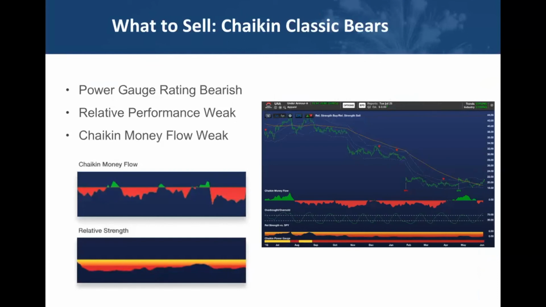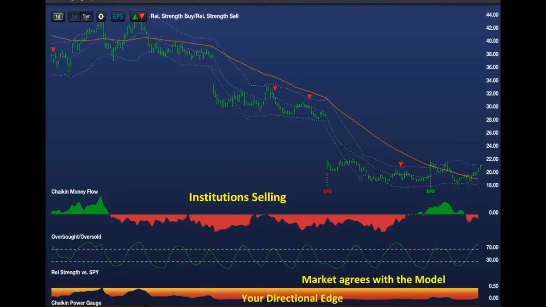Now, the flip side is equally as important. This is also part of playing defense, knowing what to sell. We call these classic Chaikin bears. Power gauge rating is bearish, meaning that the fundamentals are lined up against the stock. It's underperforming the market, and Chaikin money flow is red, not green, telling you that the institutions are selling the stock. Look at the middle of the chart.